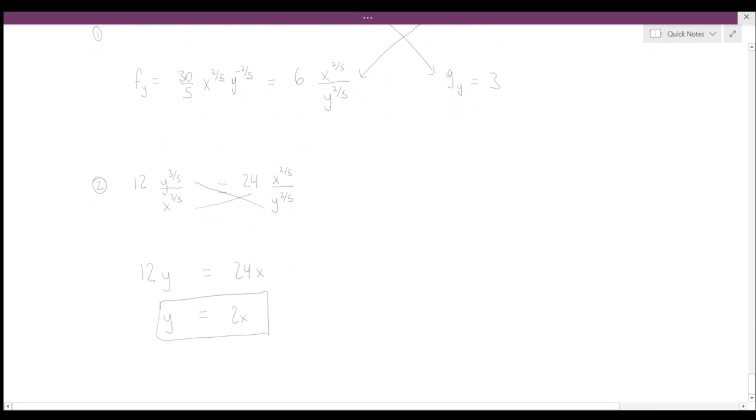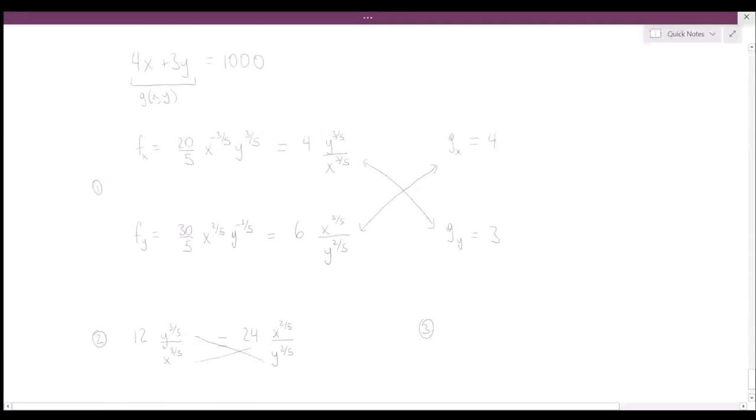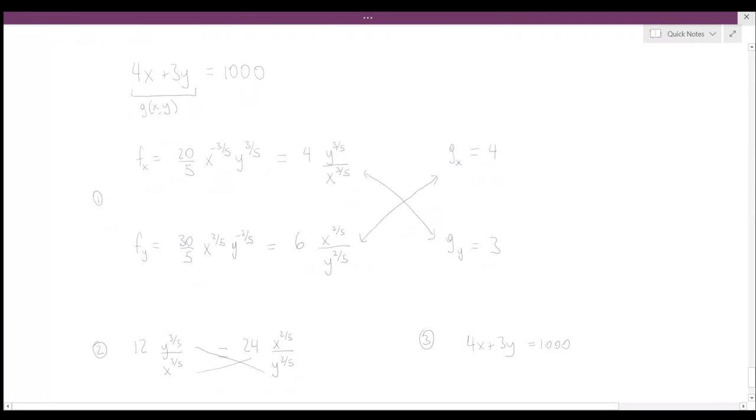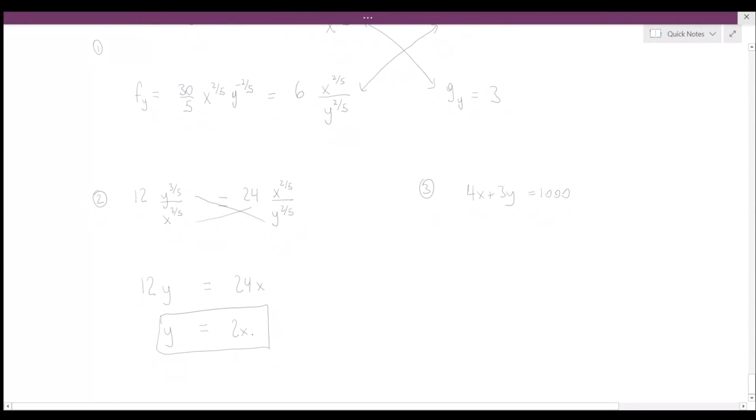So now that's the relationship between x and y that we solved for. So then once we find that relationship between x and y, we're going to go back to our constraint equation. So the constraint equation was 4x plus 3y equals 1,000. And I'm just going to plug this in now. So I'm going to replace y with 2x. Okay.